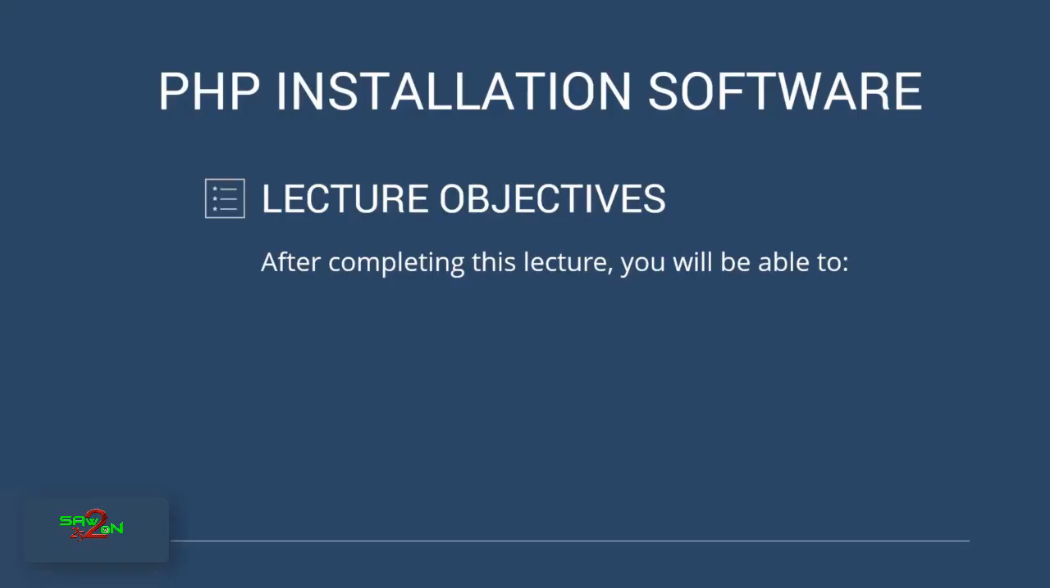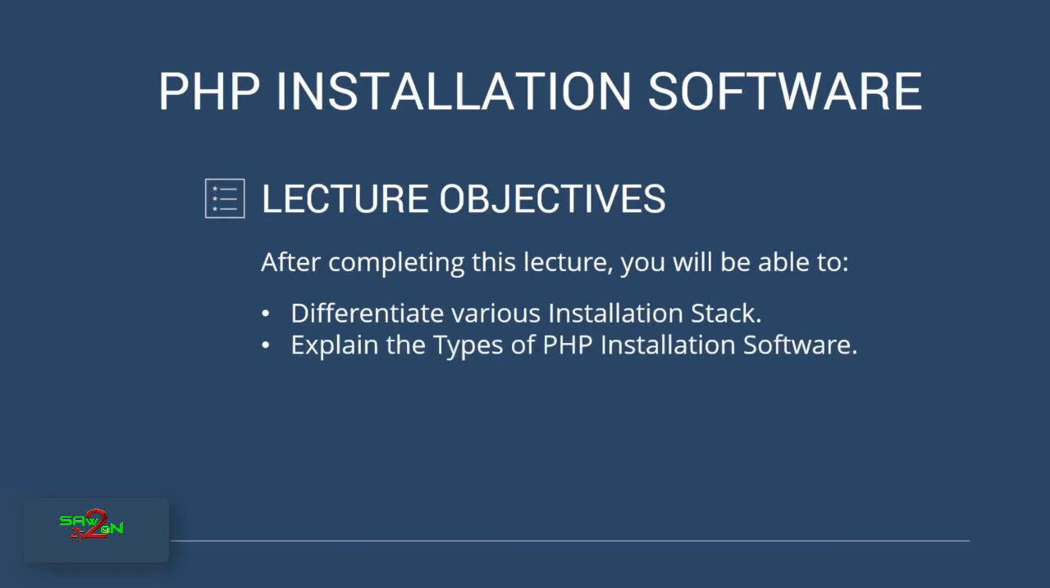So the lecture objective: after completing this lecture, you will be able to differentiate various installation stacks, and also explain the types of installation software that you can use to install on your local machine and then start writing the PHP program. One thing before you start: don't be confused between a stack and a software. A stack is basically a combination of things. Software is basically an application that is available to download and install. Okay, so we'll look first at the various installation stacks.